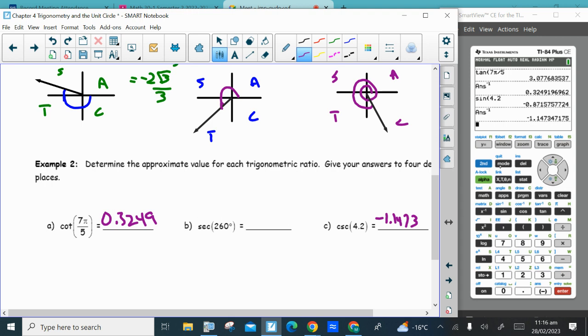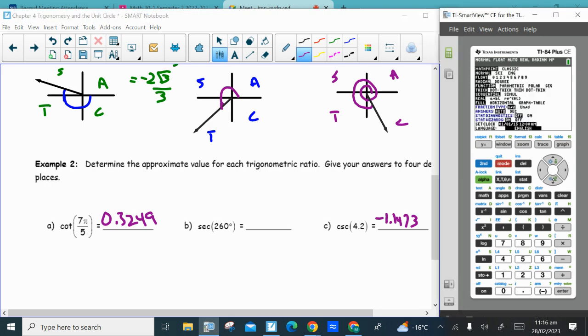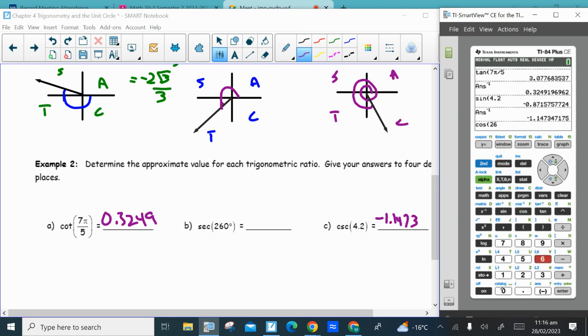The middle one is degrees, so we need to be back in degree mode. The reciprocal of secant is the cosine, so we'll take the cosine of 260 degrees, and then the reciprocal of that. Negative 5.7588 when you round to 4 decimal places.